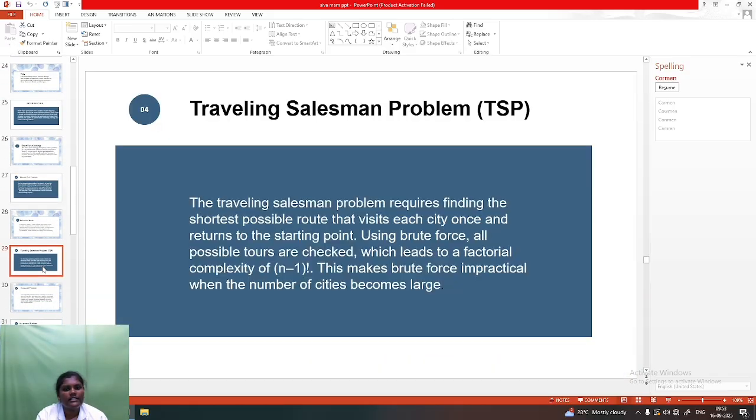Next one, the traveling salesman problem. The traveling salesman problem requires finding the shortest possible route that visits each city once and returns to the starting point using brute force. All possible routes are checked, which leads to a factorial complexity of (n minus 1)!. This makes brute force impractical when the number of cities becomes large.